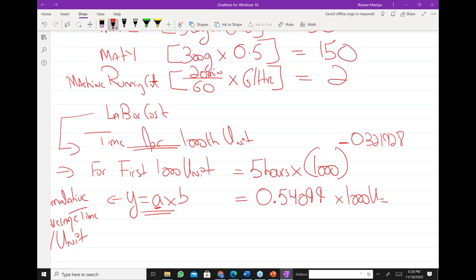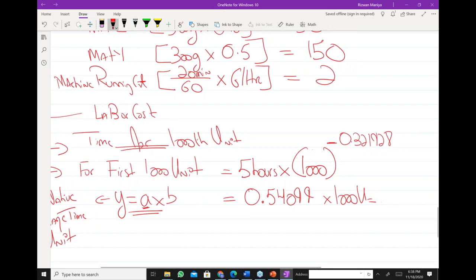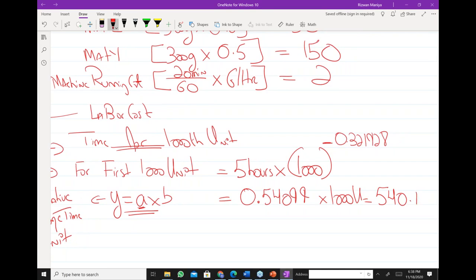Okay, so what is the time I'm getting here? 540.99 is the total time for 1000 units, right? Okay, great. So this is the average per unit for 1000 units.